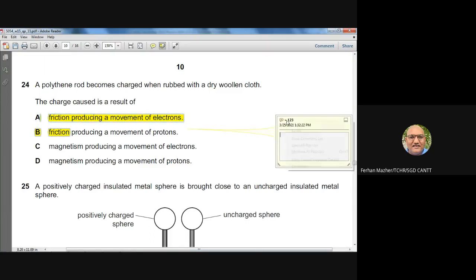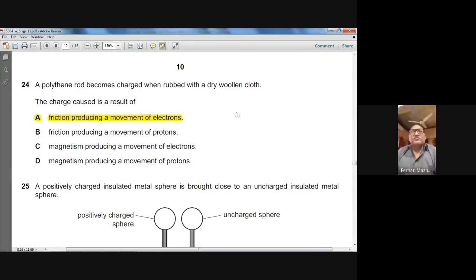I made a mistake. Okay. So A is the choice. I think for question number 24, A is the right choice. The correct answer was option A. When you rub them, due to friction, the electrons have moved.